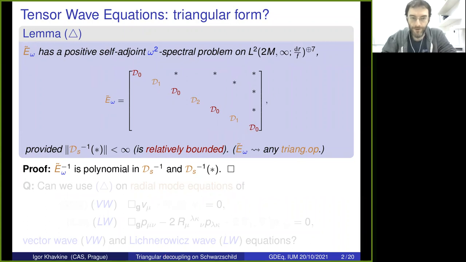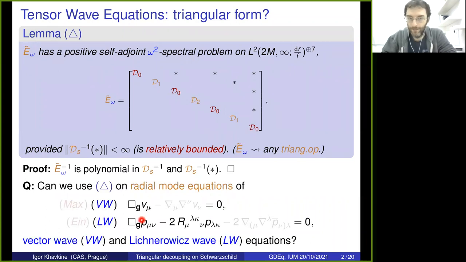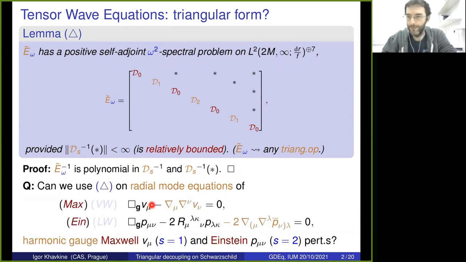All right, how does that help us? Well, it would help us if we were studying these two particular tensor wave equations: a wave equation on vector fields, and the so-called Lichnerowicz wave equation on symmetric two tensors, which appears in a particular way when we gauge fix the linearized Einstein equations. Okay, and in fact, the vector wave equation also appears as a kind of gauge fixing corresponding to Maxwell's equations.